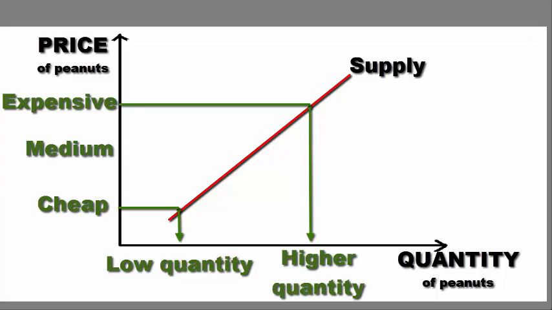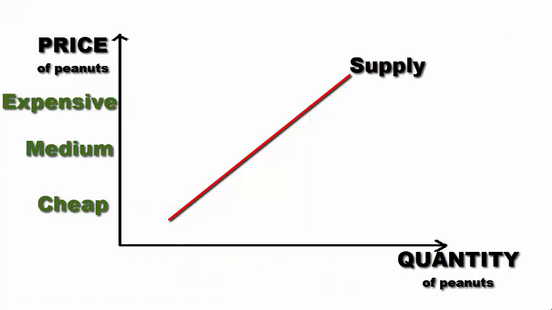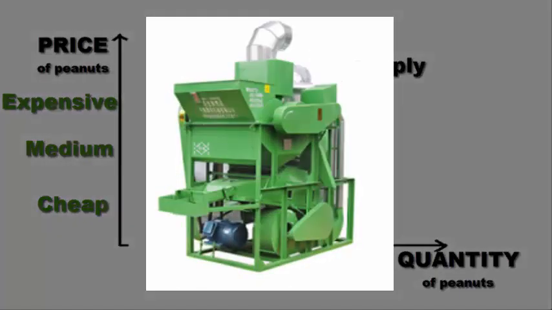At this point, make sure your students understand that this line is really just a bunch of individual points that represent various quantities sold at various prices. This makes the next step a little bit easier. Let's now assume that the government has decided to provide every peanut farmer in the state with brand new, state-of-the-art peanut shelling technology. This technology can clean and shell peanuts twice as fast as what they're currently doing.